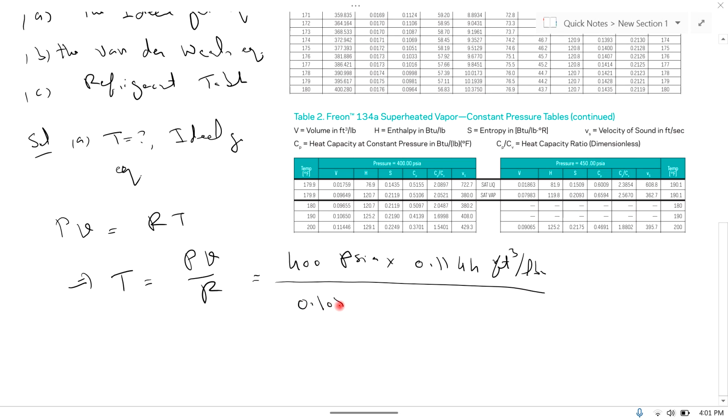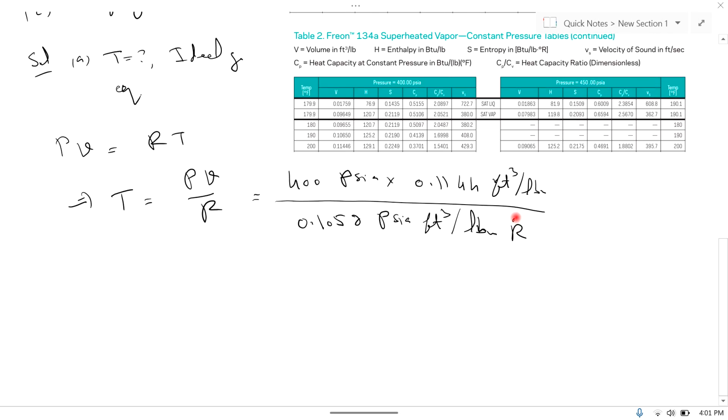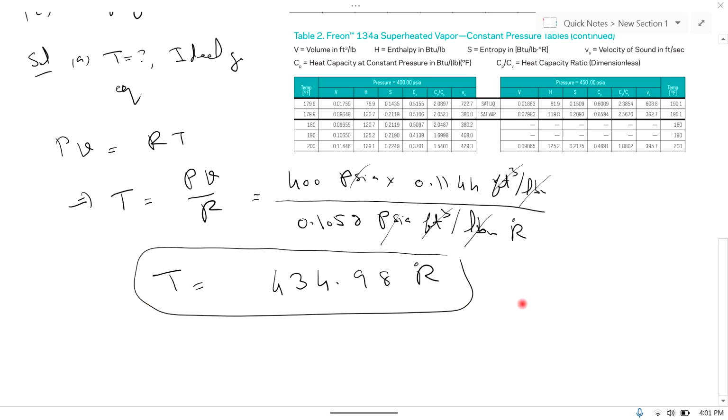0.1052 psia cubic feet per pound mass per degree R. This is a constant value. So degree Rankine. So for temperature, psia will be cancelled with psia, cubic feet will be cancelled with cubic feet, pound mass as well. This is per degree R, so this is the final unit. Simplifying this, temperature will be equal to 434.98 degree R. This is the answer from the ideal gas equation.